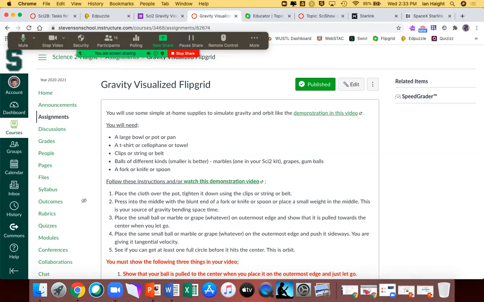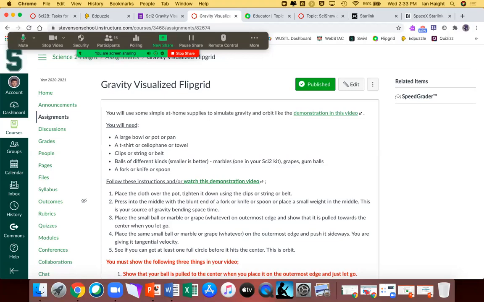That'll be your main source of gravity in the center. And then you can get a marble or a grape or an olive or anything round, a ping pong ball, whatever you might have at home, and throw that sideways. And your goal is to give it some tangential velocity and see if you can get it to orbit around at least once.